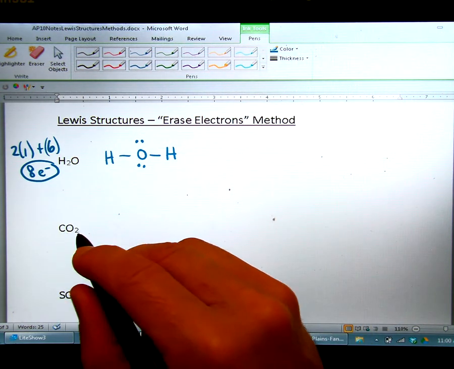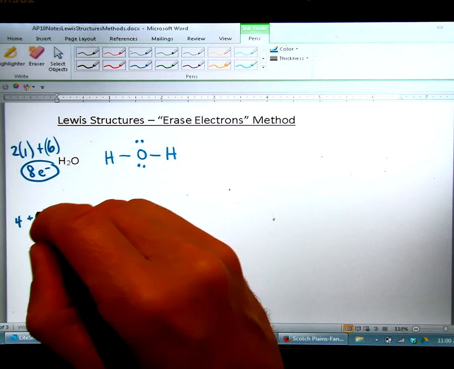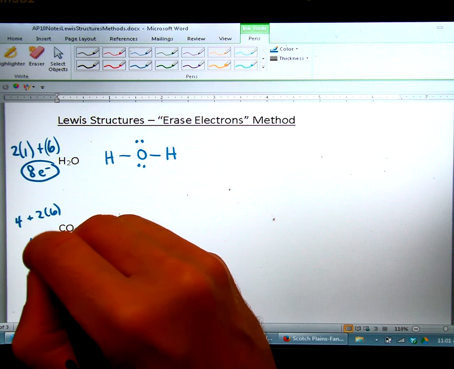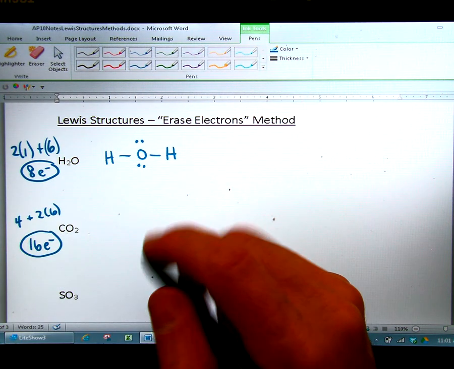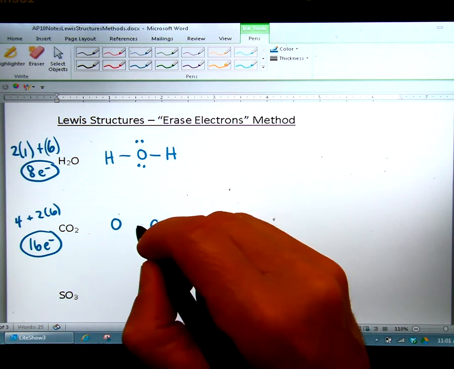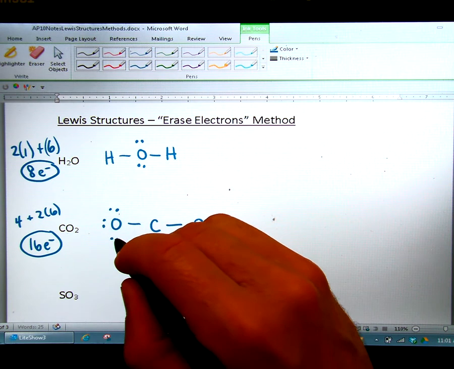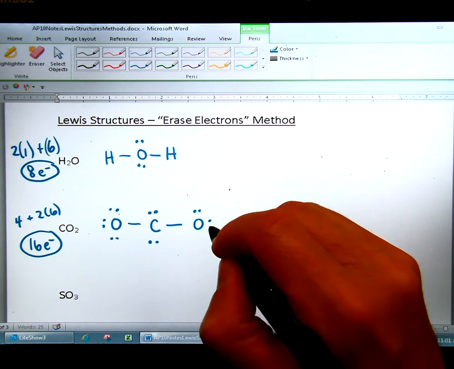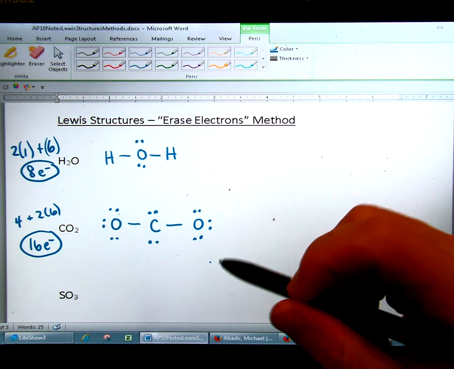If we're going to do carbon dioxide, we'd take carbon, which has 4 valence electrons. Oxygen has 6, but there are 2 of them. So 12 plus 4 is 16 electrons. So we have 16 valence electrons with which to work, and we're going to draw a C and an O and an O. You make a single bond in between each one, and then you draw pairs of electrons around each atom until they all have 8 electrons.